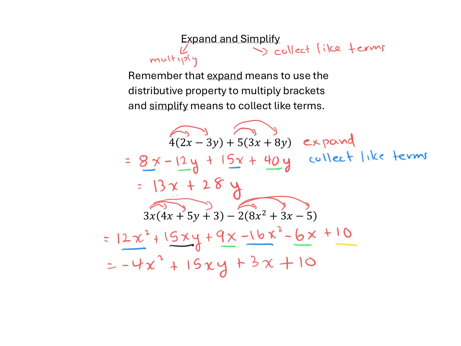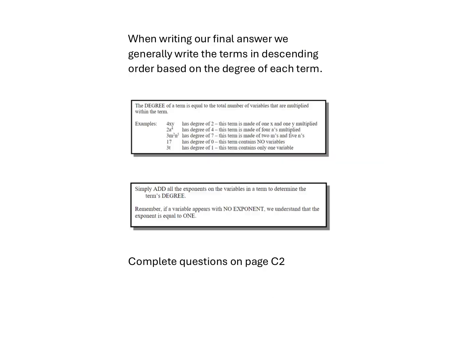If I am putting this in degree order, this one has degree 2 because I have just an x and it has power 2. This one also has degree 2 because we have one x and one y. So 1 plus 1 is 2. This is degree 1. And then this is degree 0 because there are no exponents, so we don't have a variable. Okay, so you just want to put it in descending order, so highest degree first. It doesn't really matter if I have 2 that have the same degree.